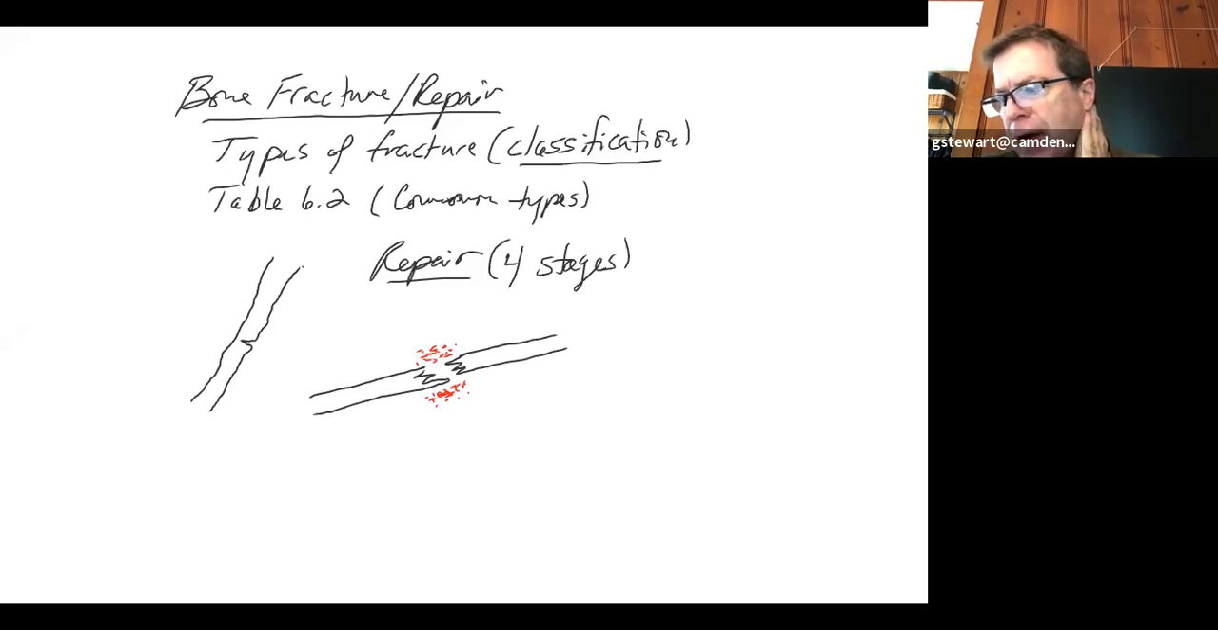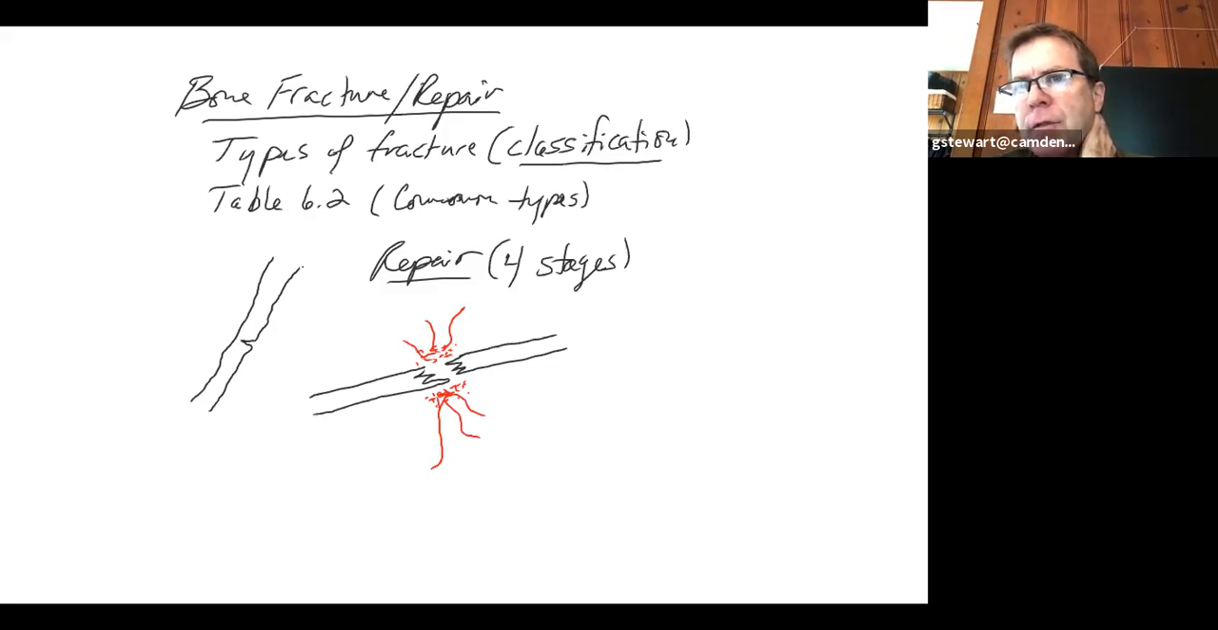Number 2, a fibrocartilage callus forms. I know I drew something like this before, but we get new blood vessels moving into this area. This is phase 2 or stage 2. So blood vessels move in to bring nutrition, and phagocytic cells clean up the area.